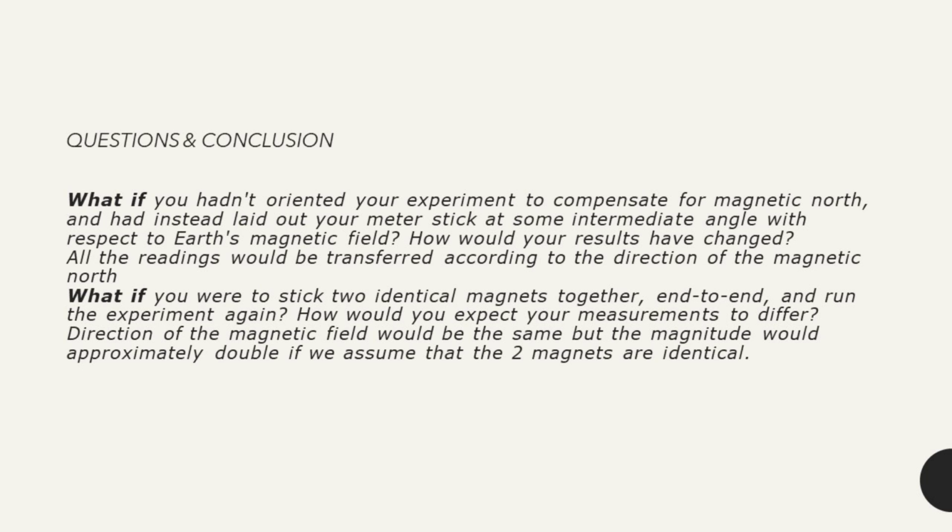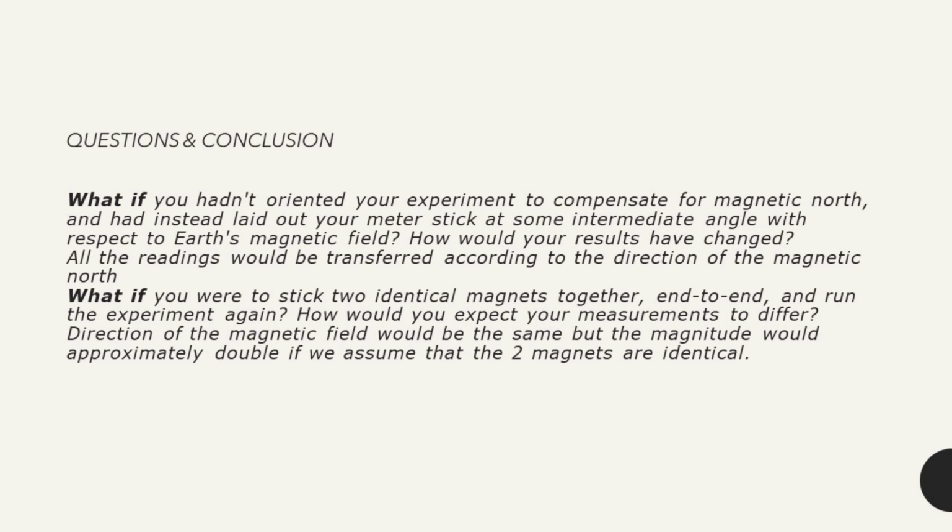What if you hadn't oriented your experiment to compensate for the magnetic north and had instead laid out your meter stick at some intermediate angle with respect to Earth's magnetic field? How would your results have changed? Other readings would have been shifted according to the direction of the magnetic north; they would basically be on a different axis.